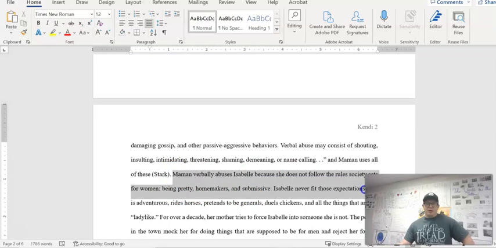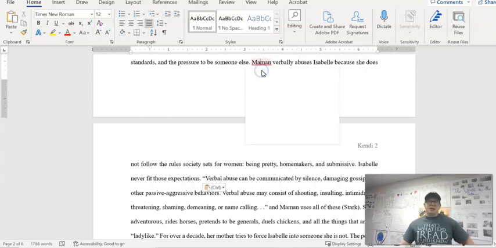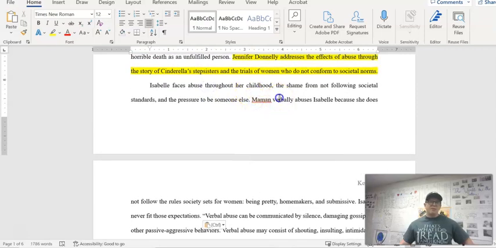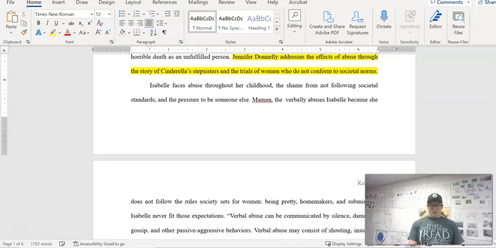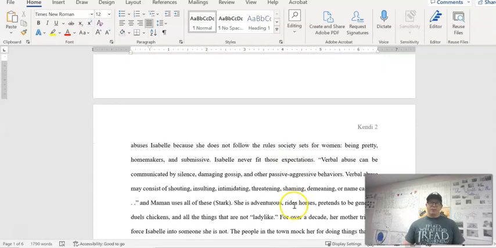I would move this line up here, personally. And then I would say, is Mammon like the stepmom? I would put what's called an appositive: Mammon, comma, the book's wicked stepmother, if that's who she is, stepmother or stepsister or whoever, okay? Provided just a little bit of context. Verbally abuses Isabel because she does not follow the rules society sets for women. Being pretty. Okay, all right.